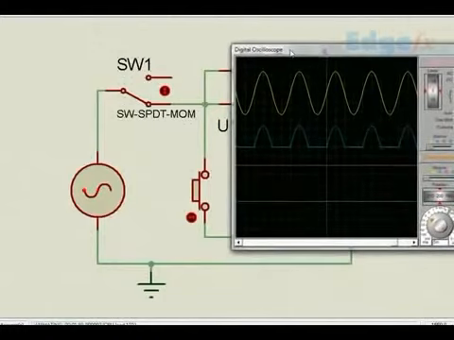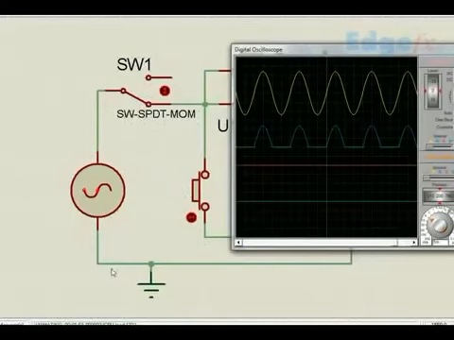Anyway, the objective of this is that how it behaves in AC and how it behaves in DC has been clarified. Thank you.